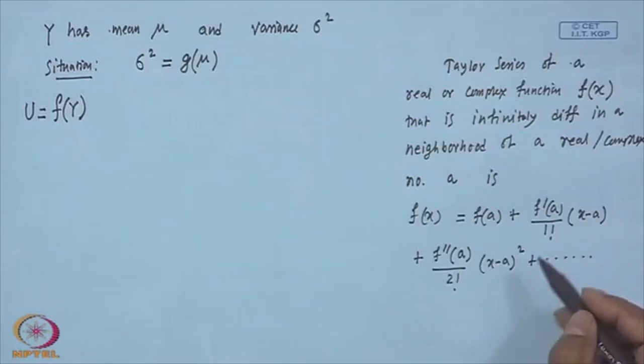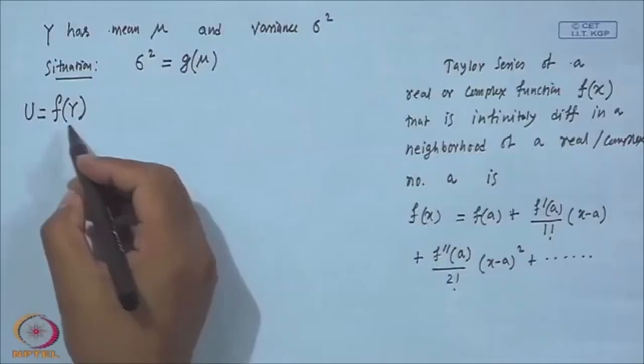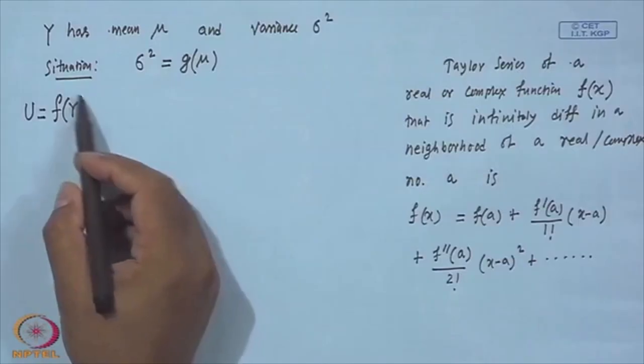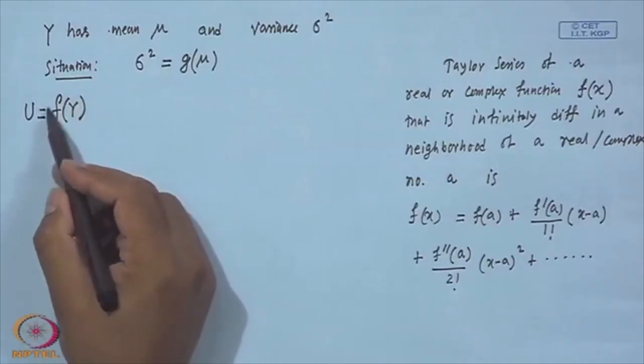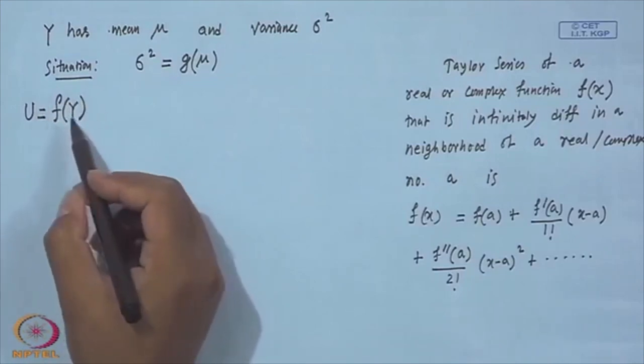So, this Taylor series is a polynomial approximation of the function f at a neighborhood of a point A. So, here we are looking for a transformation f on y, and we do not know what this function is. I mean, we do not have the idea about what this function is at this moment.